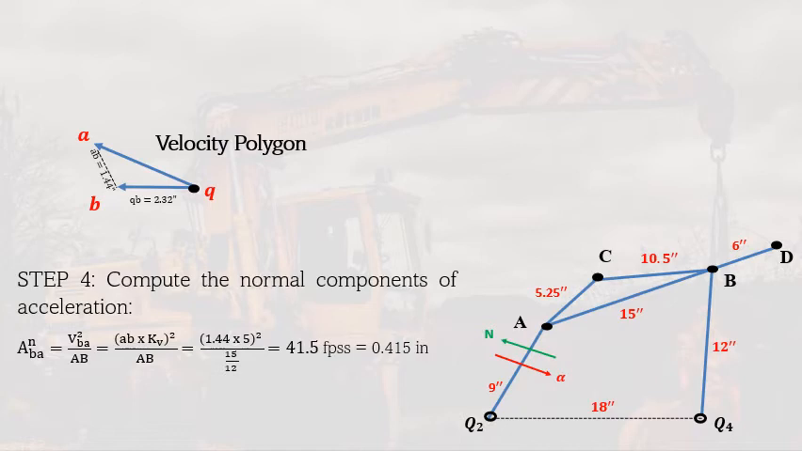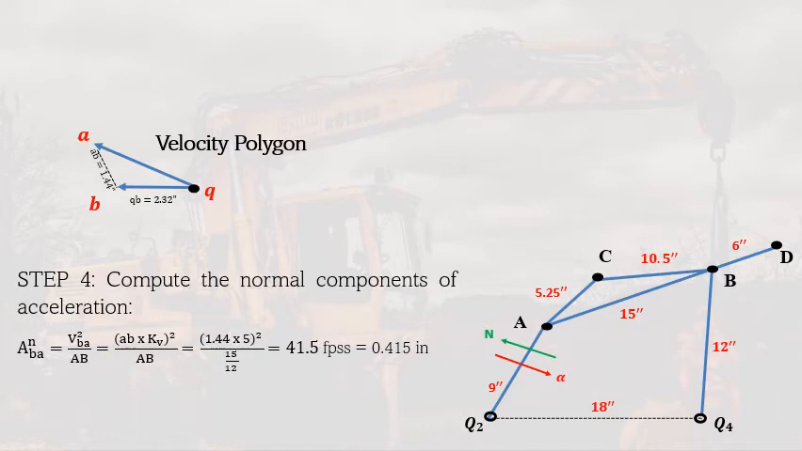So we measure that, and since it is in inches, we need to convert that first to velocity by multiplying it with kV, so that it will be in feet per second. That's before we square it and divide it by the length of 15, which is the link AB. Since it is in inches, we divide it by 12, and then we can get the acceleration of B relative to A normal, which is 41.5 feet per second squared.